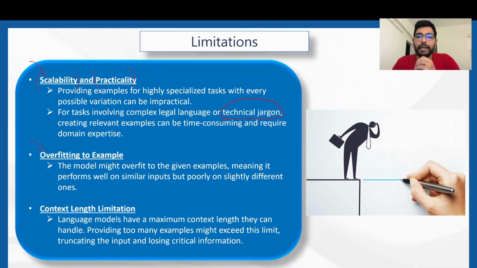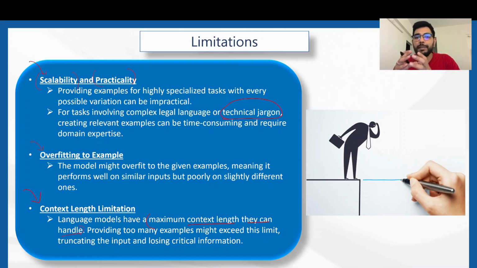The third limitation of multi-shot prompting is the context length limitation. As we had discussed, all the examples that we give to the model are in context, right? So every model, every large language model, has a maximum context length that it can handle.